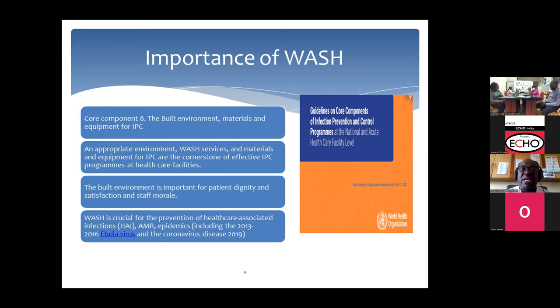Now, can you imagine a health facility where patients don't have a toilet? Just imagine a delivery taking place in a room without water. Now, what kind of delivery can that be? What kind of a health facility can you really think of that does not have water? I think if you have a health facility or a service area without water, you really cannot call it a health facility. Therefore, WASH is crucial for prevention of healthcare-associated infection, antimicrobial resistance, epidemics like the most recent one that we have just seen, COVID-19.